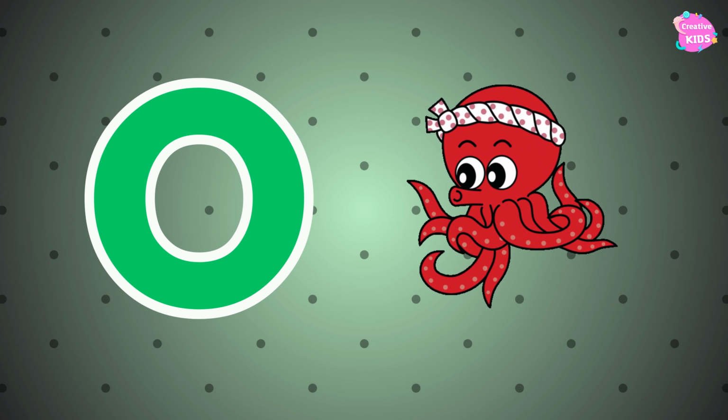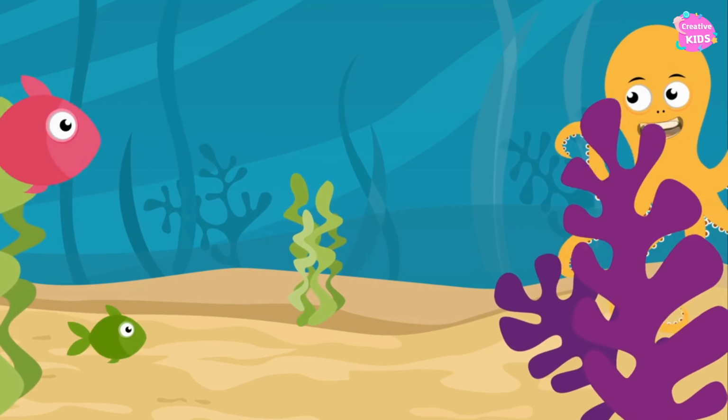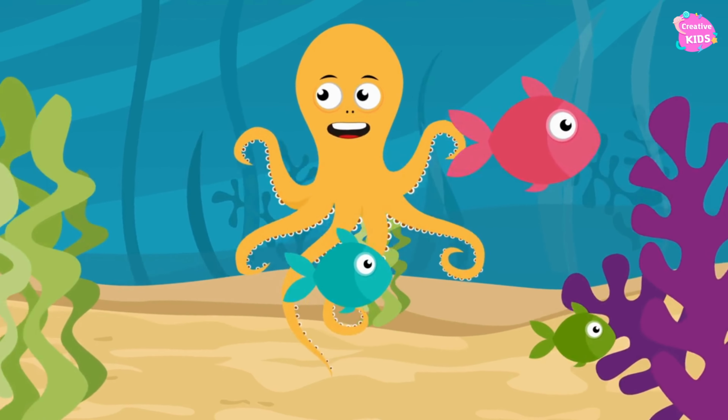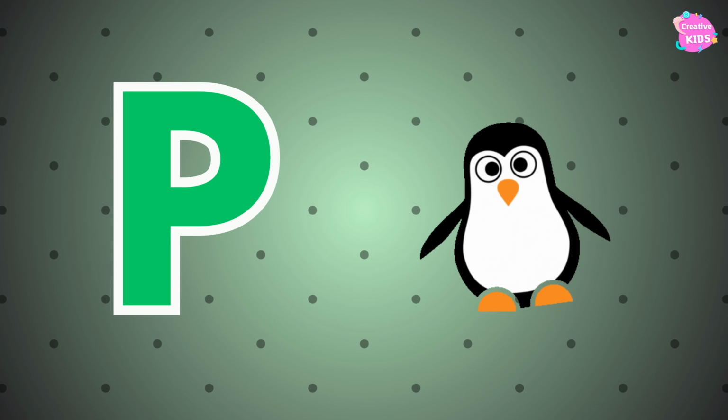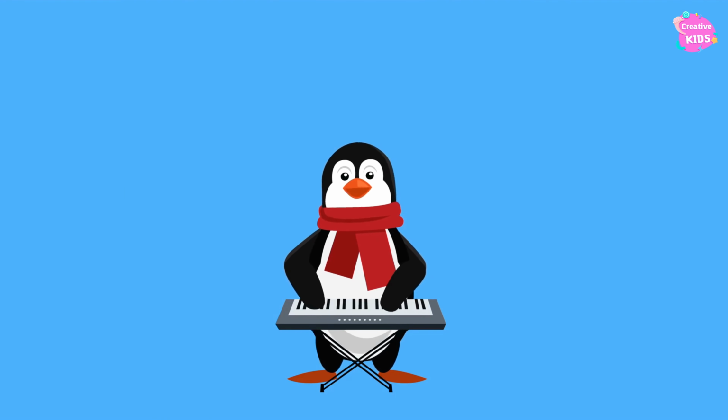O is for octopus. Ah ah octopus. O is for octopus. P is for penguin. P p penguin. P is for penguin.